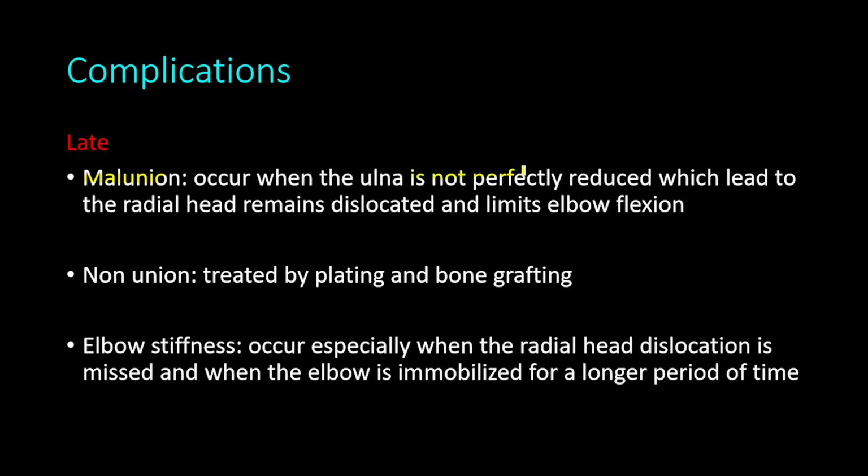Late complications, on the other hand, include the malunion, and the malunion occurs when the ulna is not perfectly reduced, which leads to the radial head remaining dislocated, and this would end up limiting the elbow flexion. Late complications also include non-union, and this is treated by plating and bone grafting. And we also have elbow stiffness. Elbow stiffness occurs especially when the radial head dislocation is missed and when the elbow is immobilized for a long period of time. And with that, we reach the end of this video.